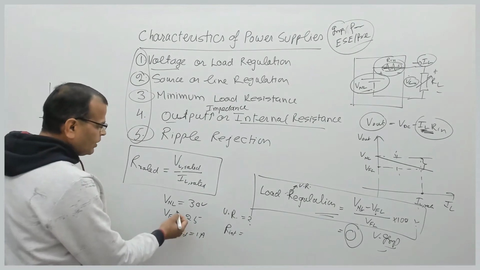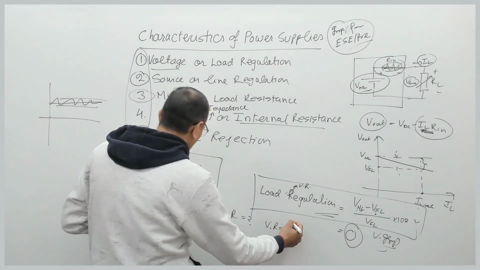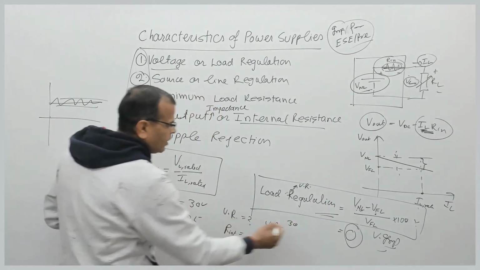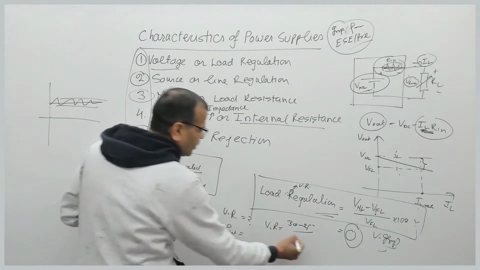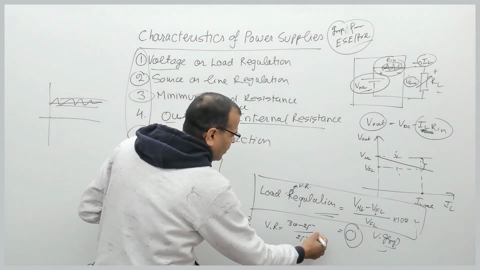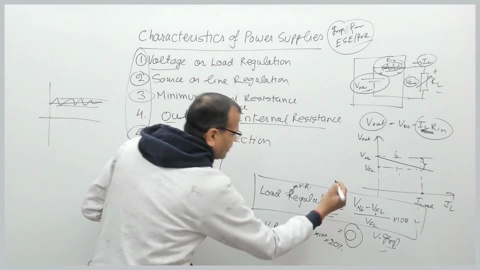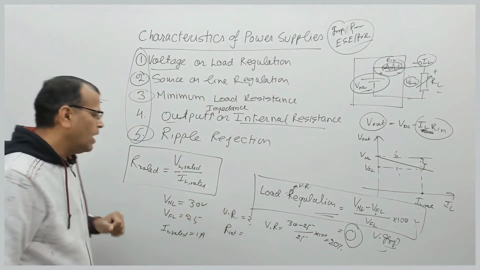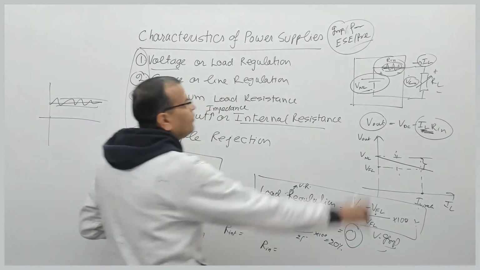So for voltage regulation, how do we get it? Voltage regulation of the power supply is the no load voltage, which is 30 volt, minus the full load voltage, which is 25 volt, divided by the full load voltage, 25 volt, and that multiplied by 100. So that gives you 20%. Voltage regulation of the power supply is 20%. And internal resistance, how do we get internal resistance? Please see carefully.